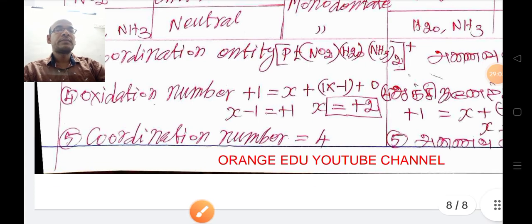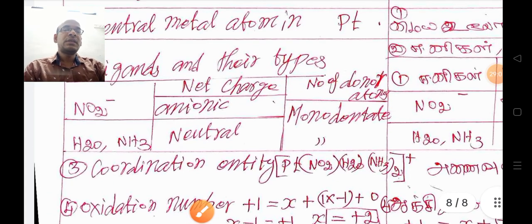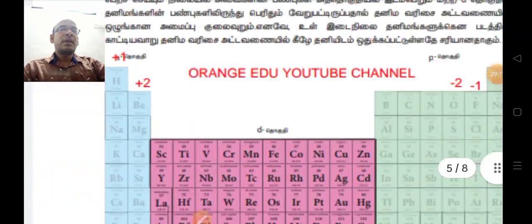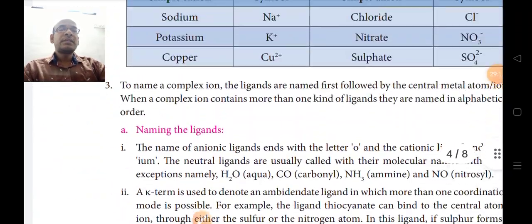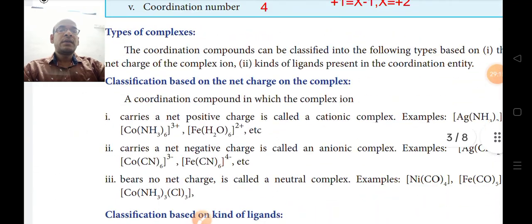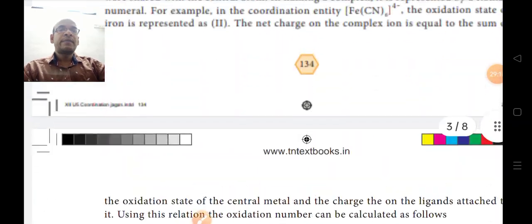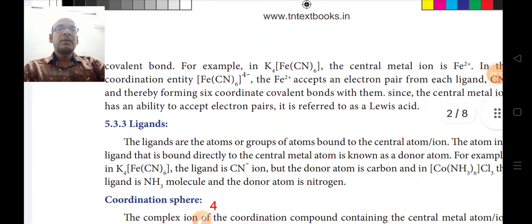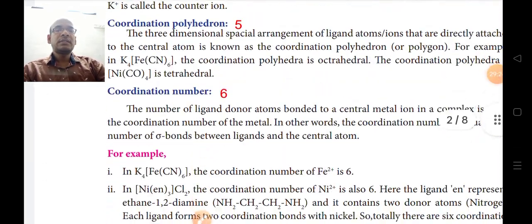Thank you very much. In this section, once again we saw the seven terms and this self-evaluate question. Thank you very much.